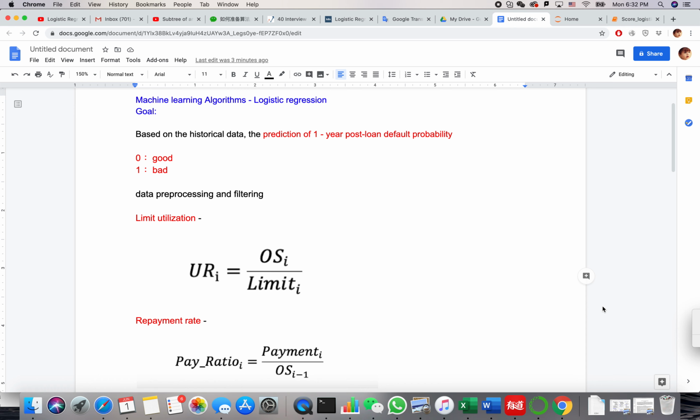Hello everyone. Today, I want to share with you my recent project. It's a machine learning algorithm, logistic regression. Our project goal is to use historical data to predict next year's credit, where 0 means good and 1 means bad.